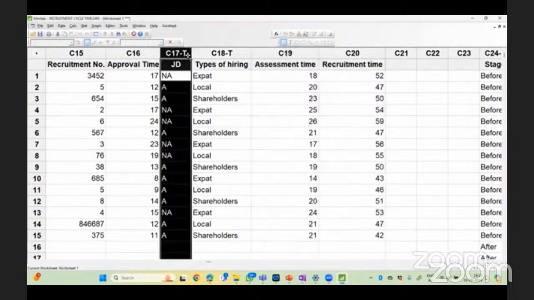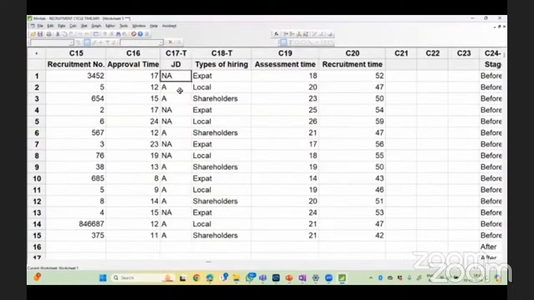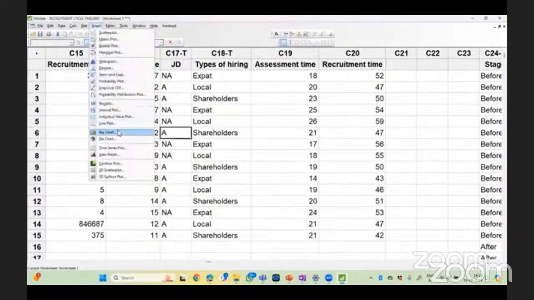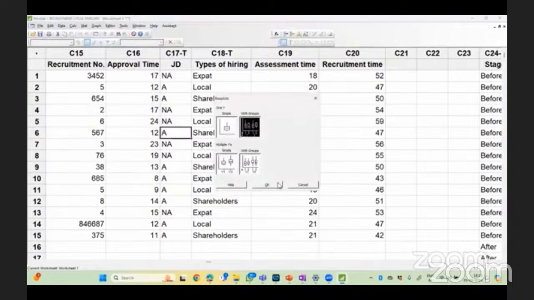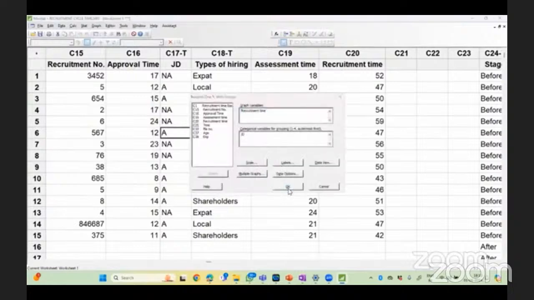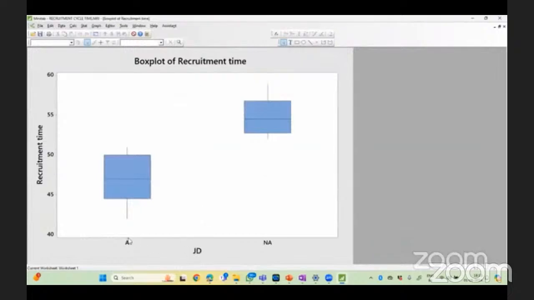How about recruitment time and job description availability? I cannot do a scatter plot here because job description availability is attribute data. So I will do a box plot. And it tells me that when the job description is available, my time taken varies between 42 days to approximately 50 days. When the job description is not available, my time varies from 50 days to around 56 days.